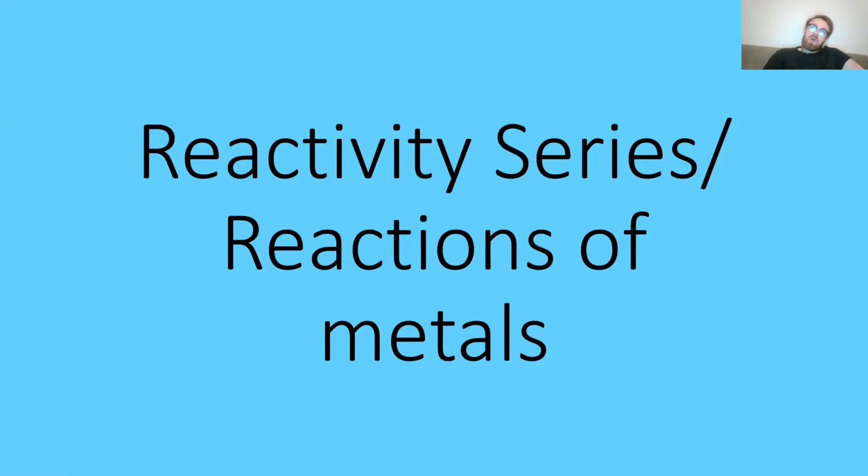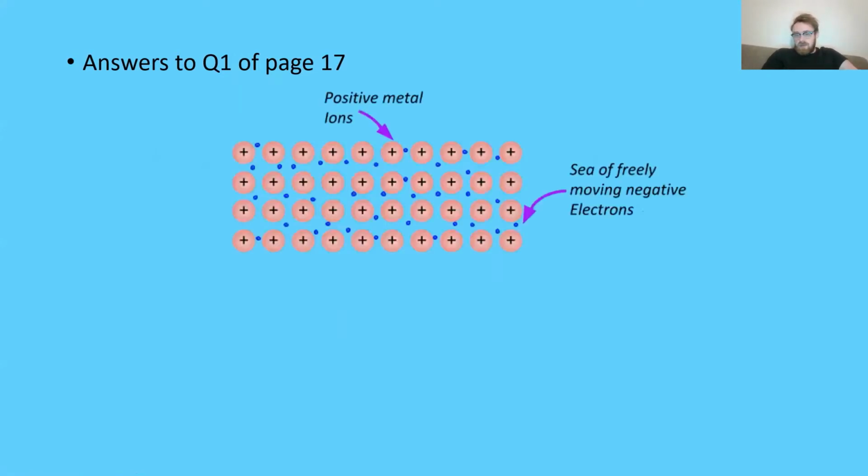Okay, so what we already know from metals is metallic bonding. What we're going to do first is go over the answers to the starter that you just completed, which was question 1 on page 17. The first question was asking you to draw and label a diagram of metallic bonding. You should have something that looks like this.